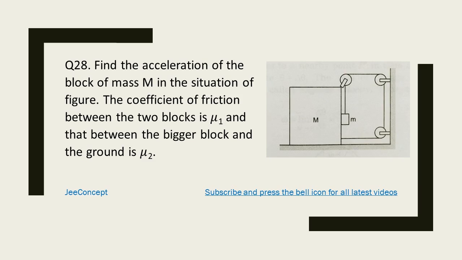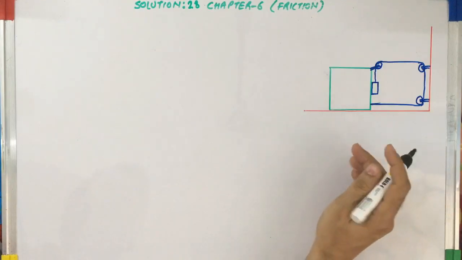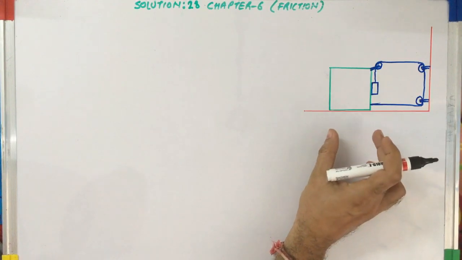Hello friends, this is the solution video for question number 28, chapter 6 HC Verma. The problem statement says, find the acceleration of the block of mass m in the situation of the figure shown. The coefficient of friction between the two blocks is mu1 and that between the bigger block and the ground is mu2. So in this problem, let us try to understand the problem first and then we will try to solve it.